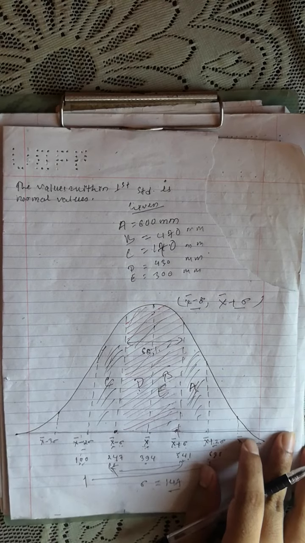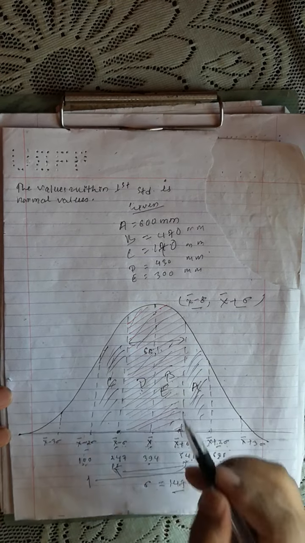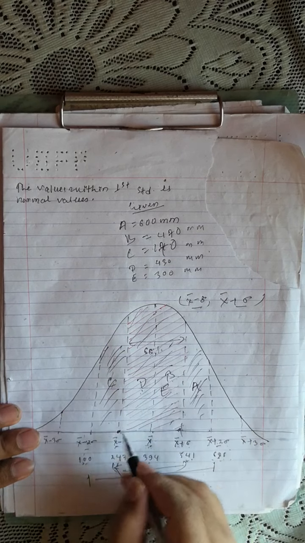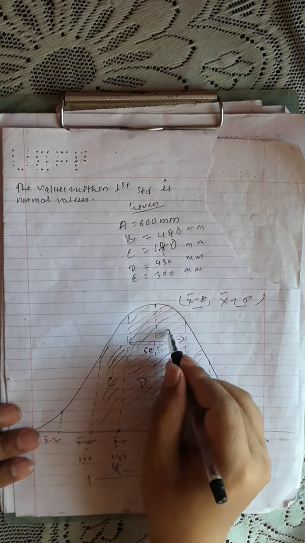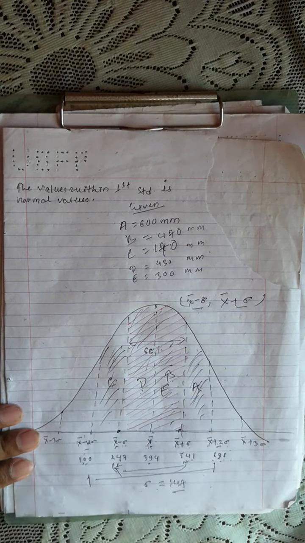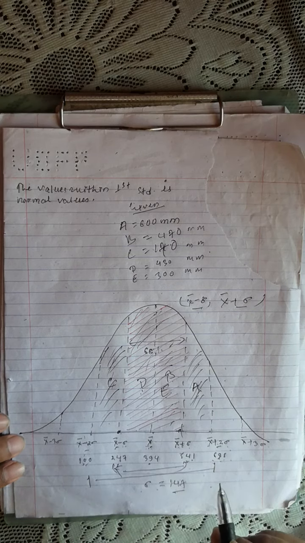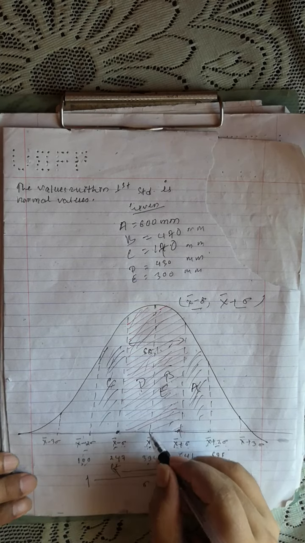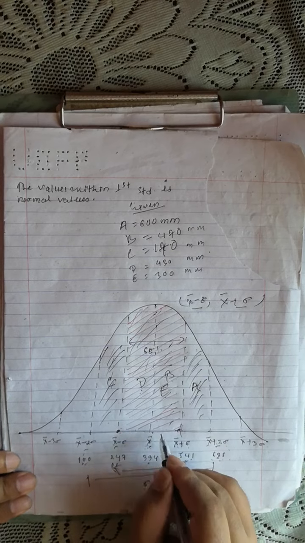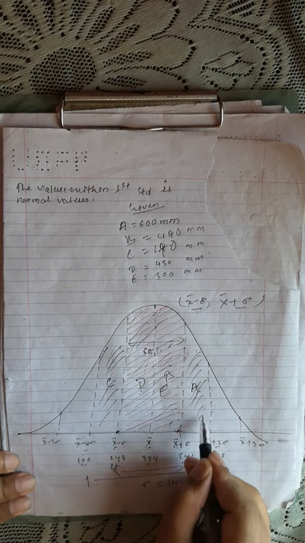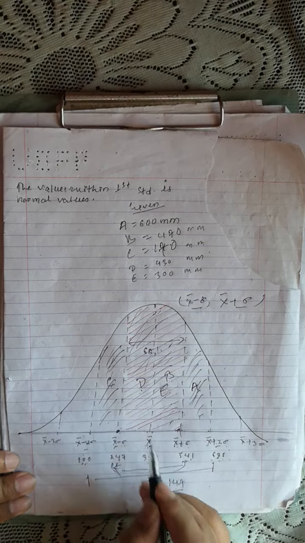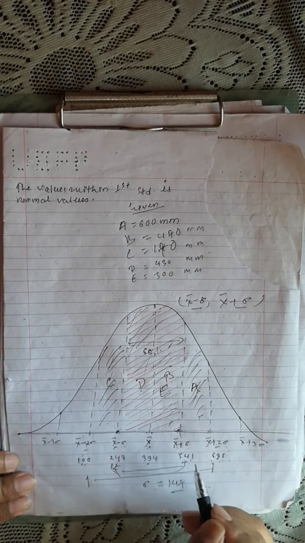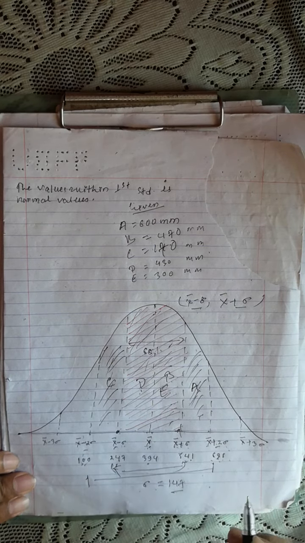Now, how to interpret the result? All the values that lie within the first standard deviation, in this region, are considered normal values. They are very normal because they lie very close to the mean. But the values that lie in the second standard deviation are a little bit far from the mean, so maybe they are a little bit abnormal values.